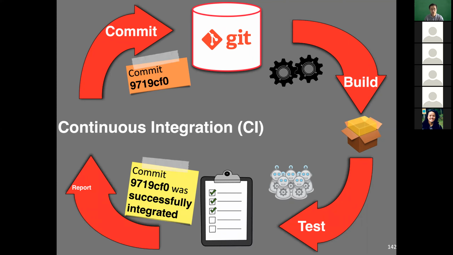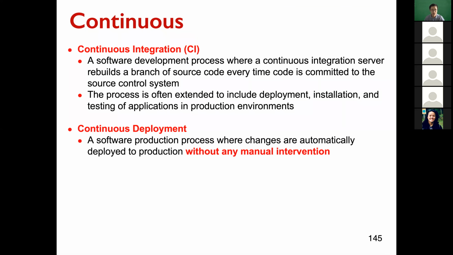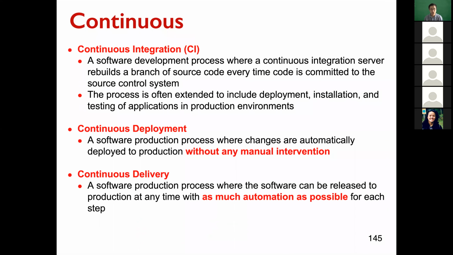In addition to continuous integration, we have continuous deployment. So basically, we want to deploy our product into the production environment. And continuous delivery: we want to deliver our software product to our customers automatically. Okay.